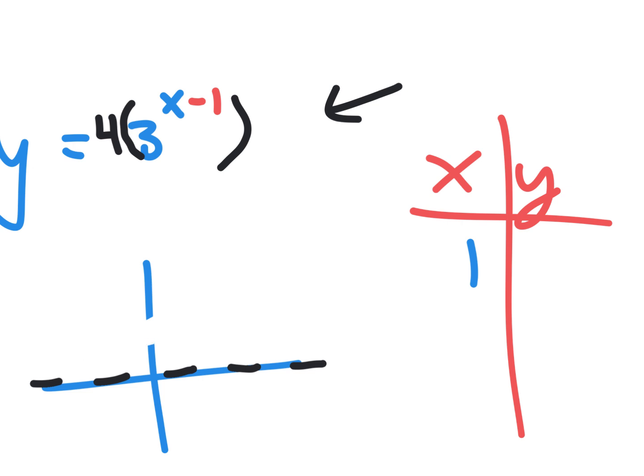So then I just got to find 3 points. So I'm going to go stick 1 in. I put in 1 right here, and that's 3 to the 0 is 1. 1 times 4 is 4. A lot of people mess up that number. Next, I'm going to put in 2. 2 minus 1 is 1. 3 to the 1 is 3. 3 times 4 is 12. I put in 2, I got 12.